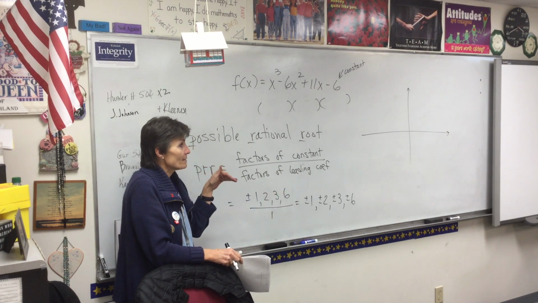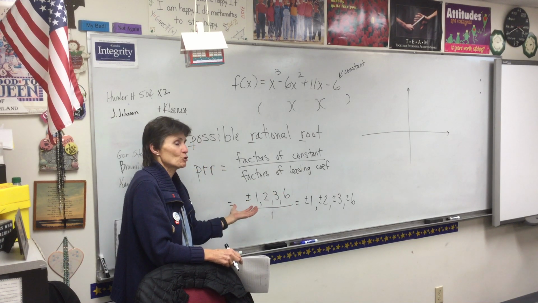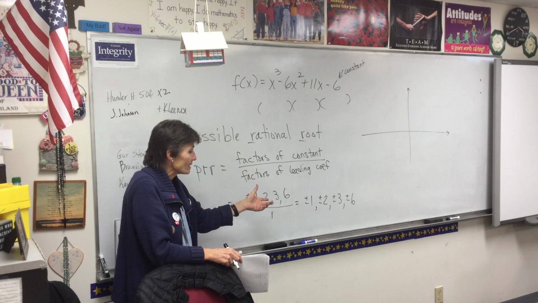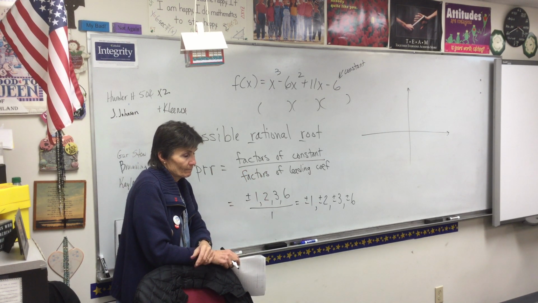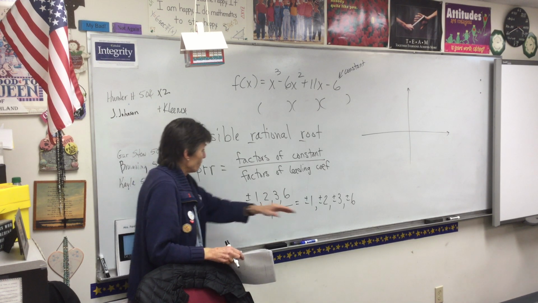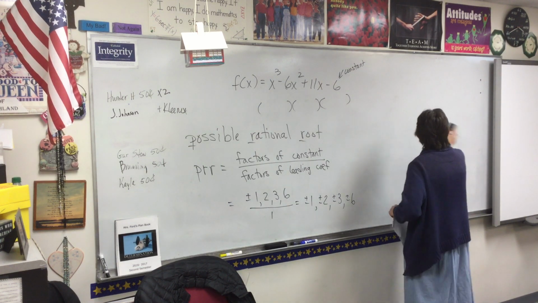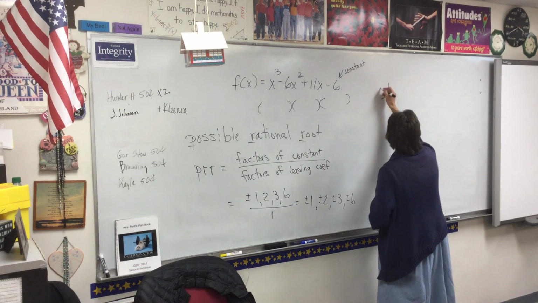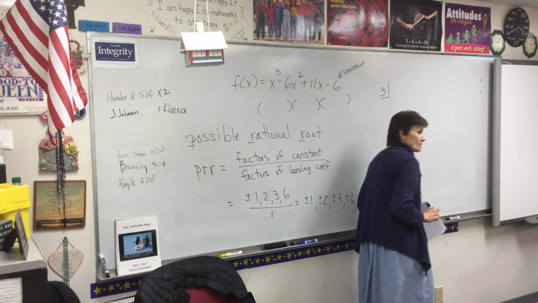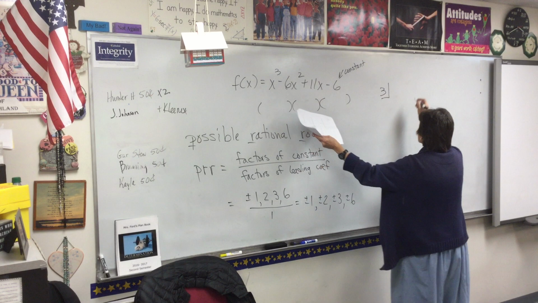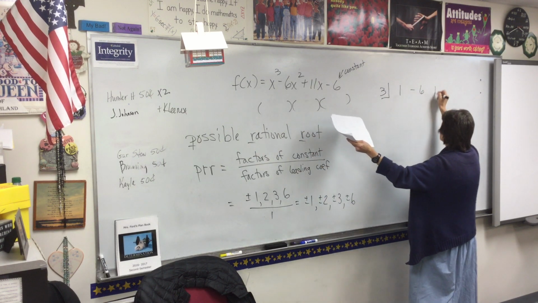Now, you can be mad at me. You can say, Miss Ford, that's 8 numbers. You mean I got to guess? Yeah, you do, but now you're only guessing from 8 instead of infinity. Okay? So, pick a number in that pile. I don't care which one. Pick one. 3. All right, we're going to pick 3. So, 3 goes in our box. Remember how this works? Your guess goes in the box. And then you write down the numbers from the problem.